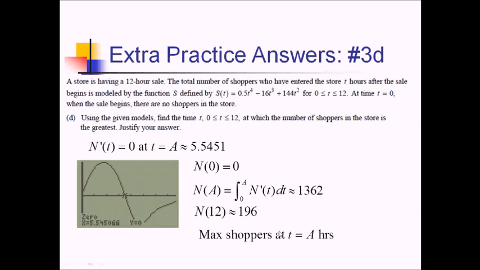So this was one way to do the problem. If you didn't want to use the candidates test, you could have simply said that n prime was greater than 0 on the interval from 0 to A, and n prime was less than 0 on the interval from A to 12. Therefore, because n is increasing until this point and decreasing afterwards, A hours had to be the highest point. Just another way to look at it.